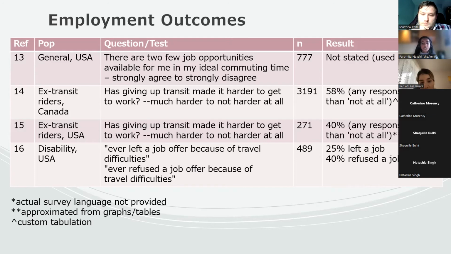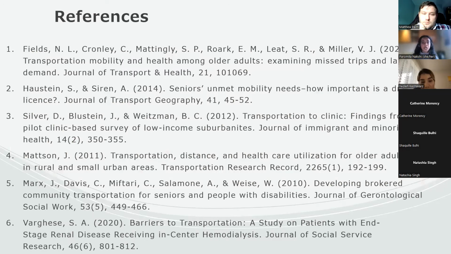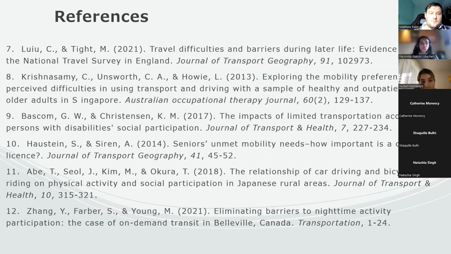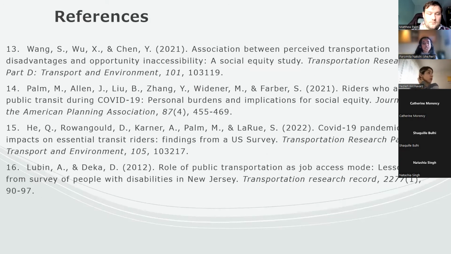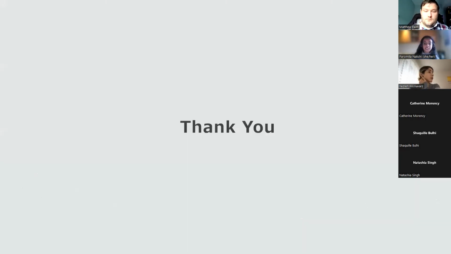So it is somewhat clear that transportation barriers have some kind of influence on people's ability to avail their job opportunities. So these were some of the preliminary findings, and we are yet to get even more interesting findings as we work more on this study. These were some of the studies that were cited in this presentation. And thank you so much.